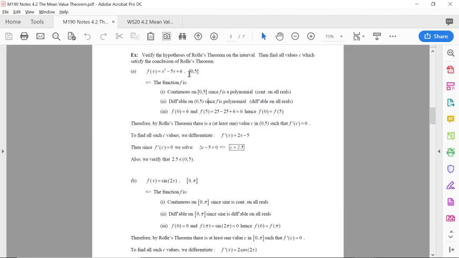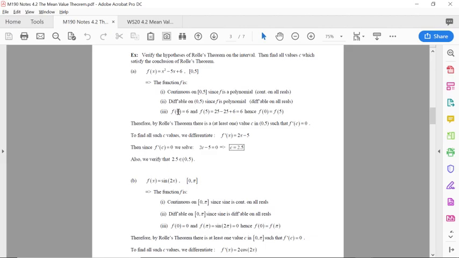So we check what is f of 0 and what is f of 5. So we use the function itself to find out what those are. We find f of 0 equals 6, and we find that f of 5 is also equal to 6. So since f of 0 equals f of 5, then we verified the third condition. F of a is equal to f of b.